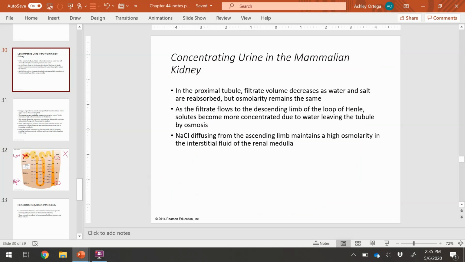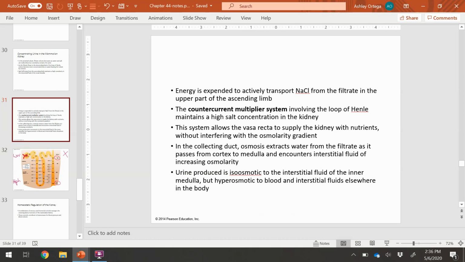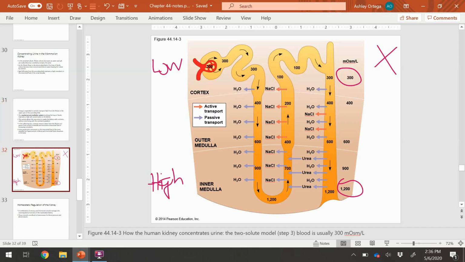And so these slides here go over that information a little bit more. But this is something I don't ask you to try to understand, as it's more for an anatomy class. But it does have a theory. It's called a countercurrent multiplier system. This involves that loop of Henle, and allows it to produce hyperosmotic fluid while maintaining as much water inside the body as we can. The urine produced is isoosmotic to the interstitial fluid of the medulla kidney cells, but it's hyperosmotic to blood and other fluids elsewhere. For your reference, blood is usually around the 300 range, which is the same as the cortex region there.